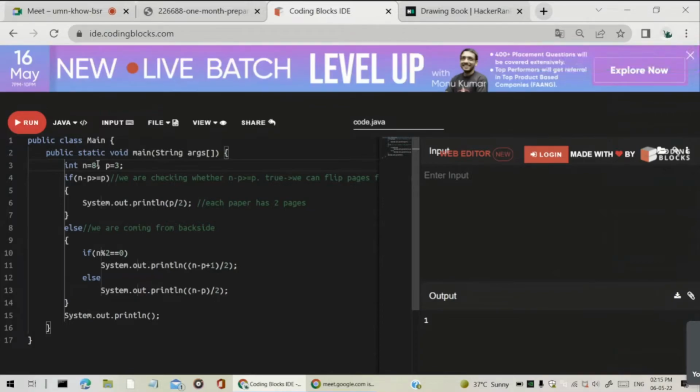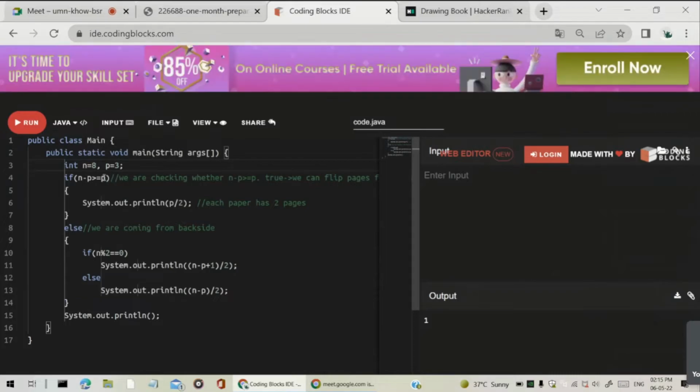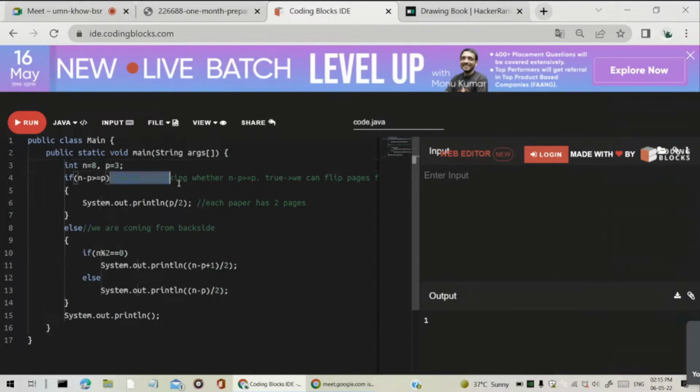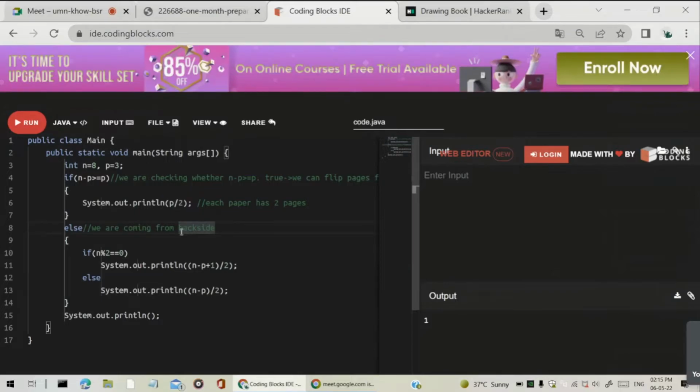The reason is because the number of pages is 8. If we see, 8 minus 3 is greater than or equal to p, right? 8 minus 3 is 5. 5 is greater than or equal to 3. So the condition is true for the first if, and 3 by 2 is 1.5. 1.5 means in integer we will see it as 1, right? Now we have taken 8, which is an even number.